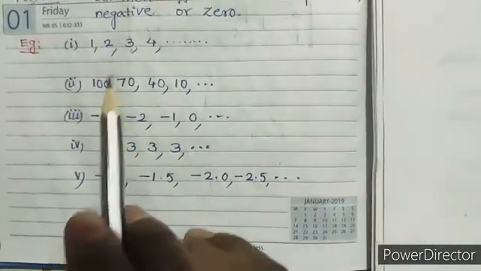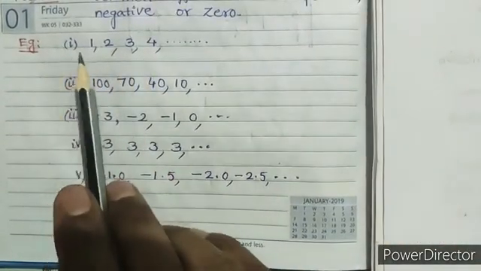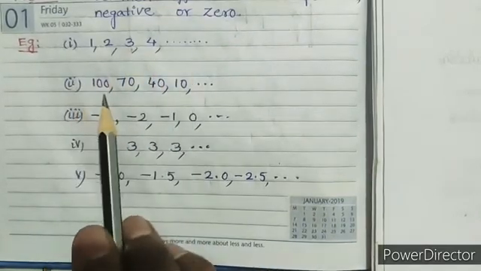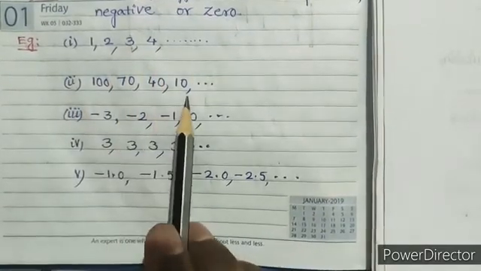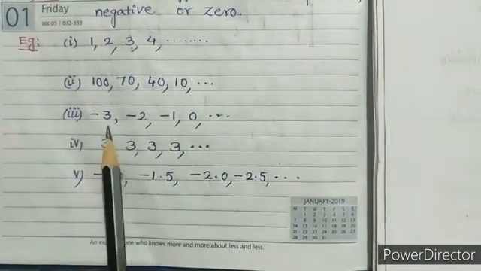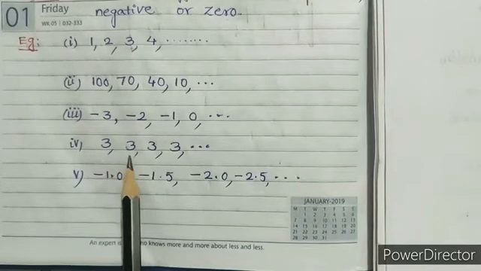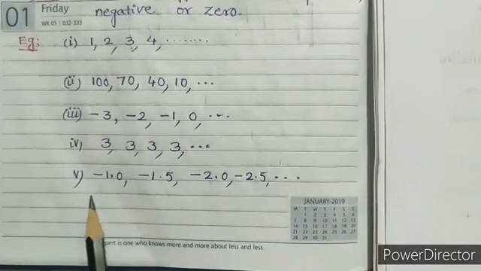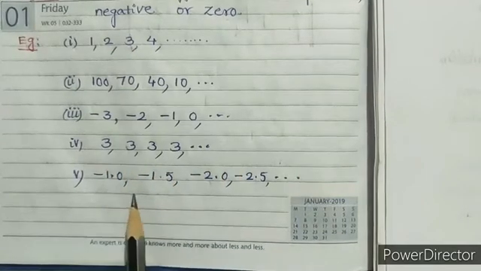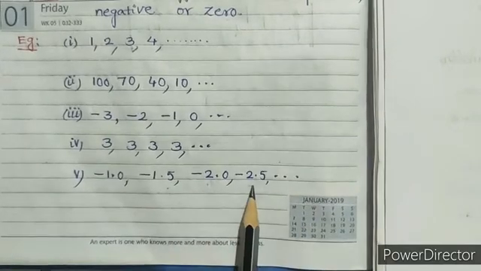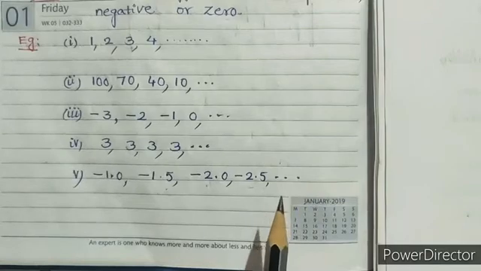Consider some list of numbers. First one 1, 2, 3, 4 and so on. Second 100, 70, 40, 10 and so on. Third one -3, -2, -1, 0 and so on. Fourth one 3, 3, 3, 3 and so on. Fifth one -1.0, -1.5, -2.0, -2.5 and so on.